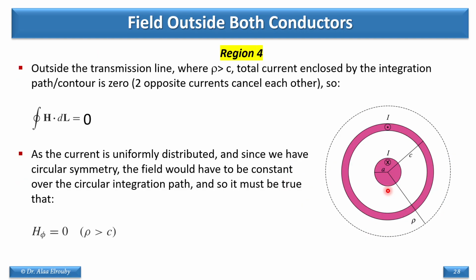So now go to region number 4, because it's the second easiest one. Again, because of the symmetry, the field must be in a circular shape, and we need to calculate the total current enclosed by this circle. We'll find here the current is going in, the current is going out. It's the same current, so the total current enclosed equals 0, so there is no field in region number 4. So this kind of coaxial structure is shielding the magnetic field from going outside.